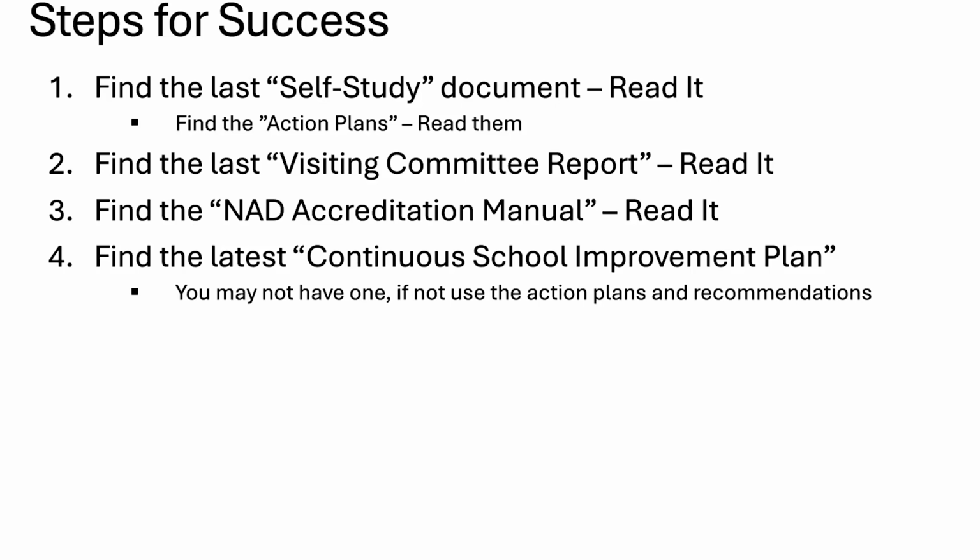Because those action plans and those recommendations are really the things you need to be working on from one visiting committee cycle to the next, 6 years later. This continuous school improvement plan is the name that we use in education. In the business world, we call it a strategic plan.